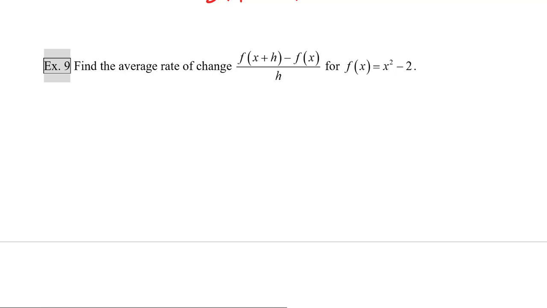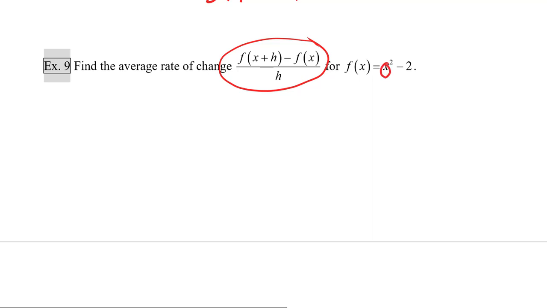Example 9. Find the average rate of change, f of x plus h minus f of x over h, for f of x equals x squared minus 2. So what they want us to do is substitute in f of x plus h and f of x into this expression right here. So remember, if you were going to find f of 1, you would plug in a 1 for x. If we're going to find f of x plus h, we're going to substitute in x plus h in for x in our equation.